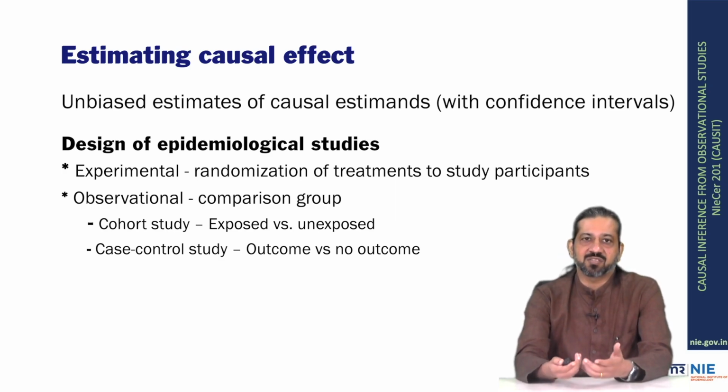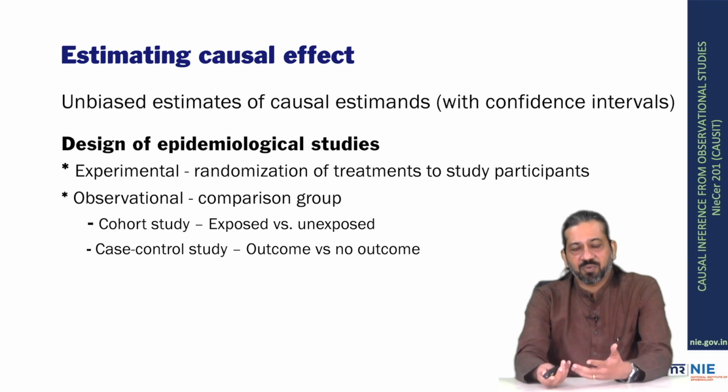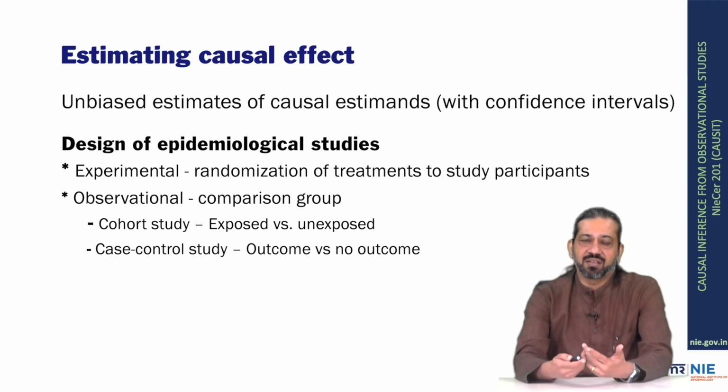There will be a group of participants who will be assigned treatment or intervention, and there will be another group of participants who will be randomized to not receiving that particular intervention or treatment. And when we do randomization, what we expect is that this treatment assignment is unaffected by any other variables that may be influencing the treatment per se and the outcome as well, right?